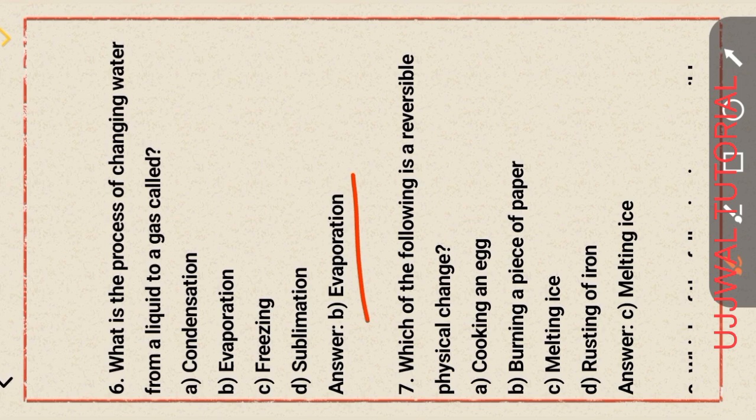Which of the following is a reversible physical change? Melting of ice. It is a physical reversible change. But cooking of egg is chemical and irreversible. Burning of a piece of paper, chemical and irreversible. Rusting of iron, chemical and irreversible change. So option C is the right answer.